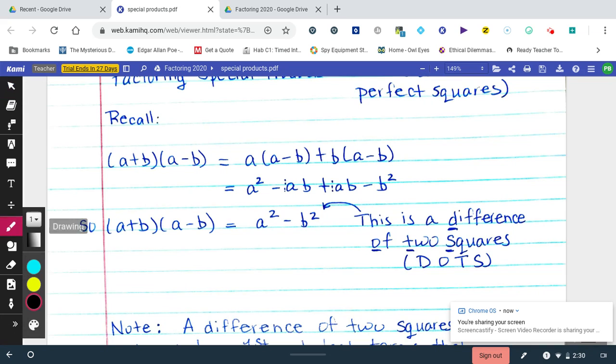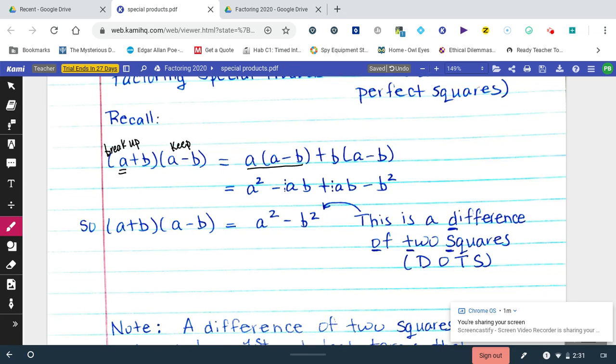I've set it up already, but I'm going to talk through it. So a times a minus b, this is the one I chose to break up, and this is the one I chose to keep. So I broke it up into a times a minus b, and then b times a minus b. All right, so I'm going to go ahead and use the distributive property.